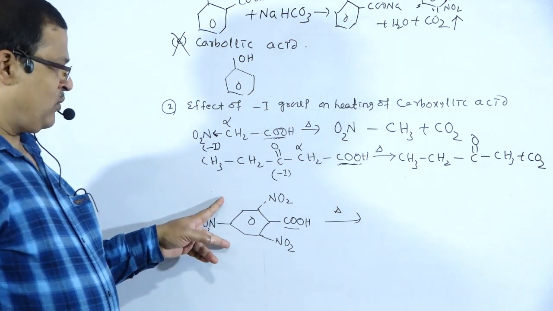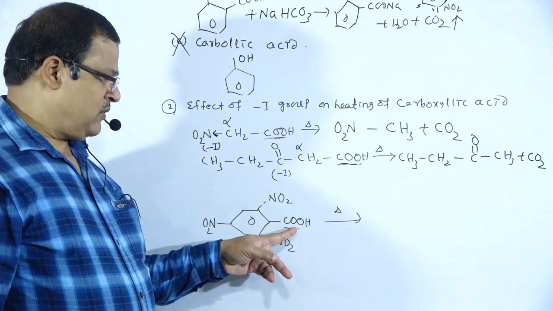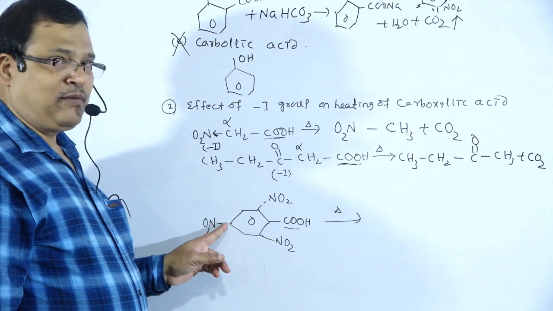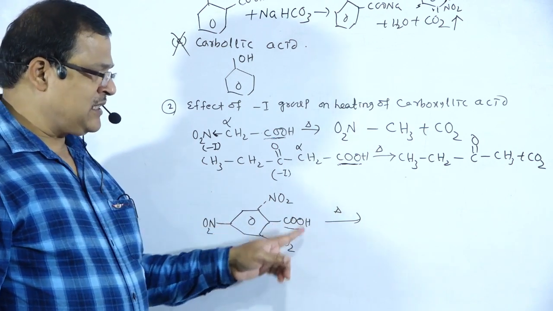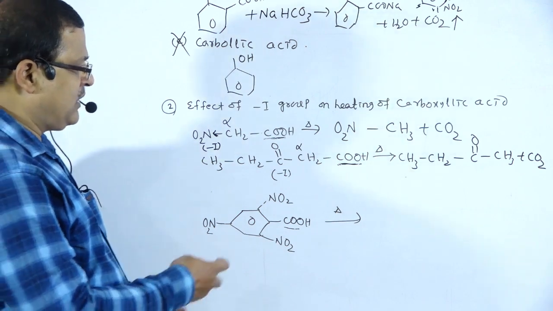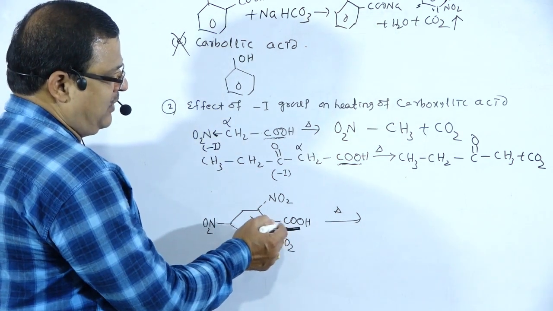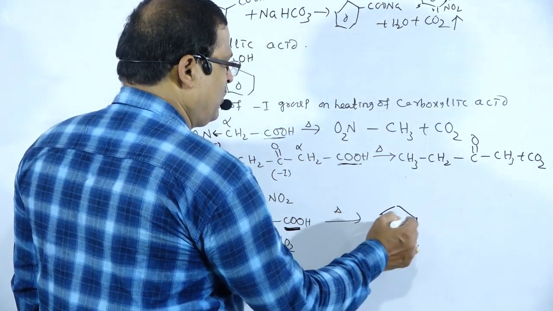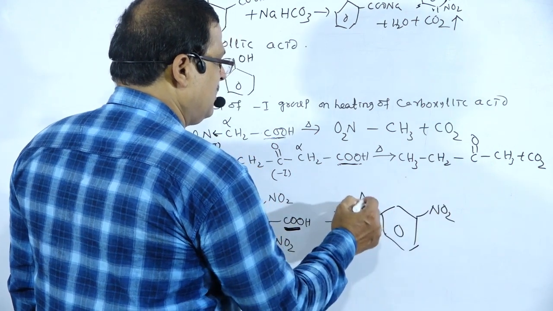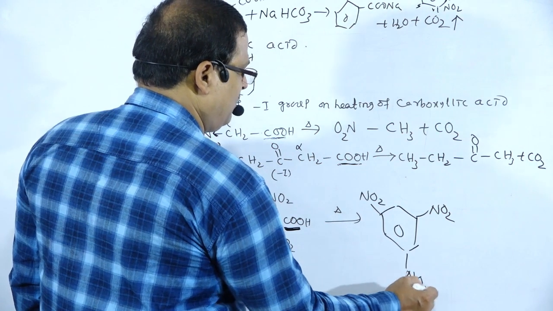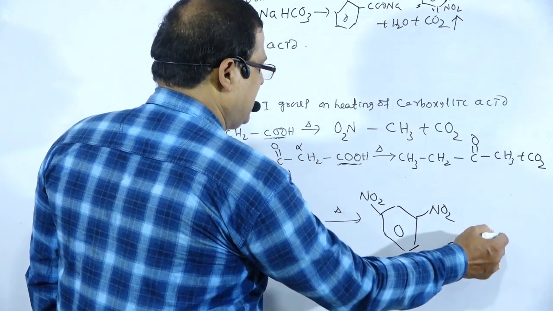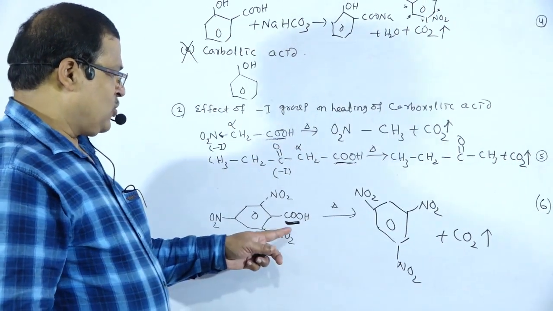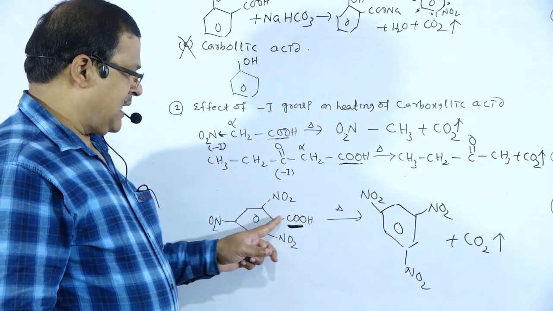And in the case of the third one, in the COOH group, there is an NO2 group, a minus I group, at the alpha position and also at the gamma position. So whenever this compound is heated, the COOH is removed in the form of carbon dioxide, and H is attached to this one. So the product will be the NO2 compound plus carbon dioxide. In this case also, carbon dioxide gas is released and H is attached to this position.